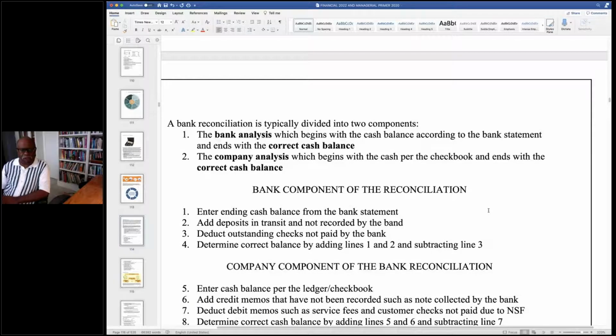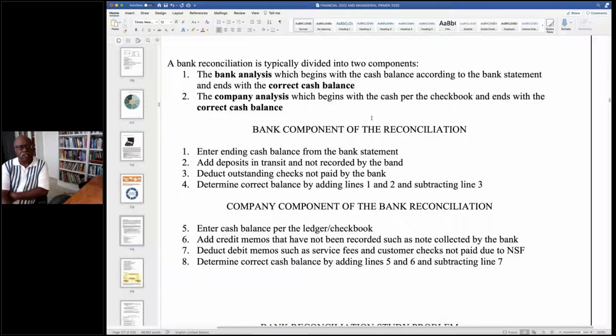There are typically two analyses that we perform. We do the bank analysis, which begins with a cash analysis according to the bank and ends with a correct cash balance. Then we do a company analysis, which begins with a cash per the checkbook and ends with a correct cash balance. So if we're doing a bank reconciliation, here's the bank component. Enter the ending cash balance from the bank statement. Add deposits in transit not recorded by the bank.